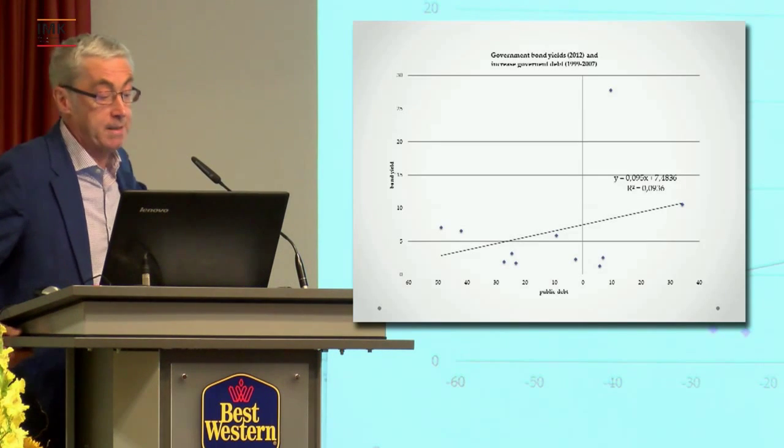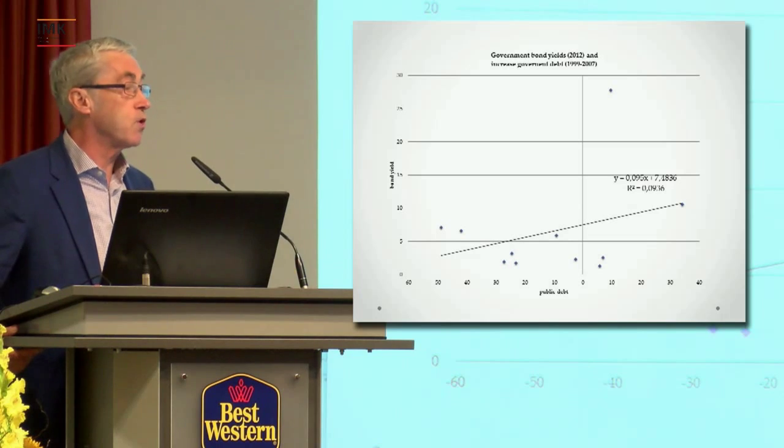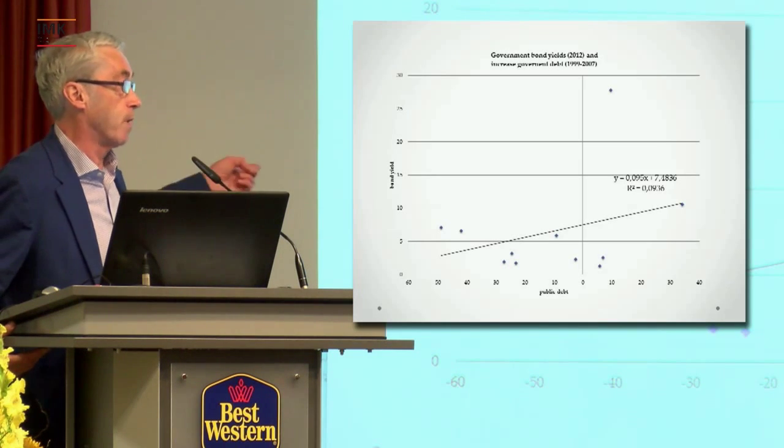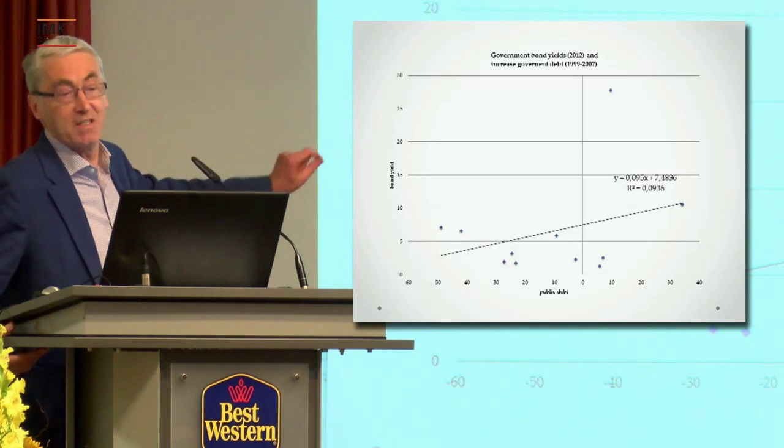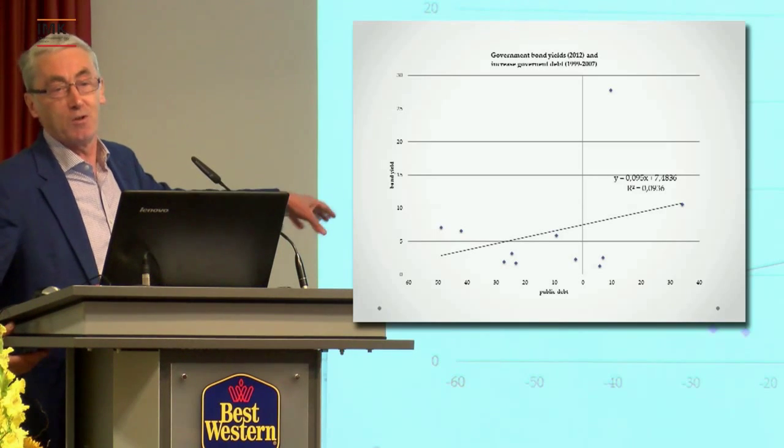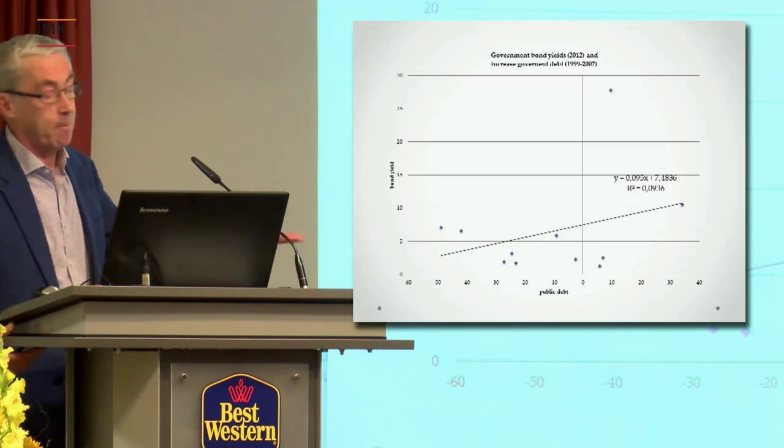In fact, what you can see is that most countries of the Eurozone were on a declining path of public debt. These are negative numbers. These dots are observations of Eurozone countries, and they were on a declining path.